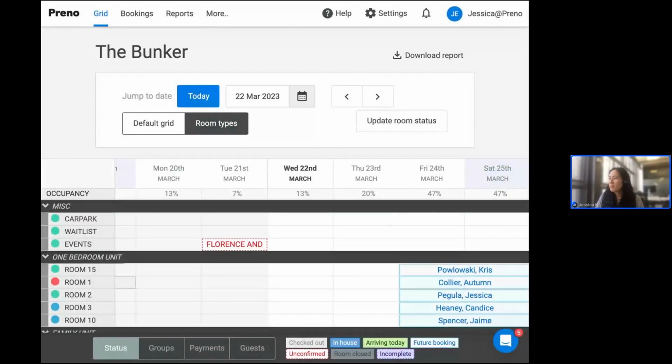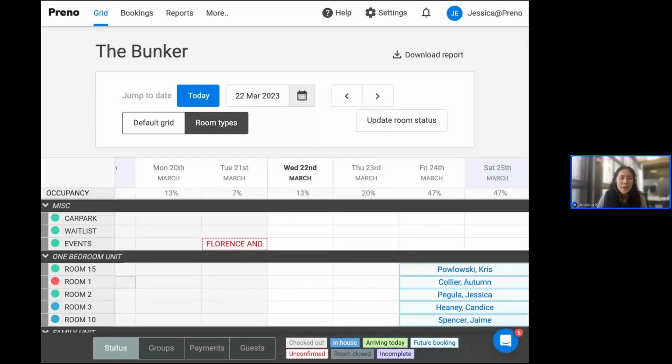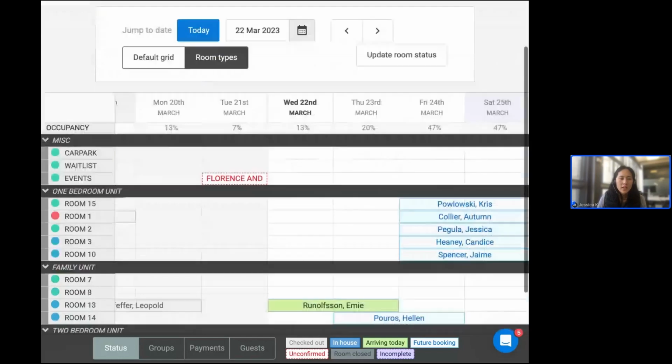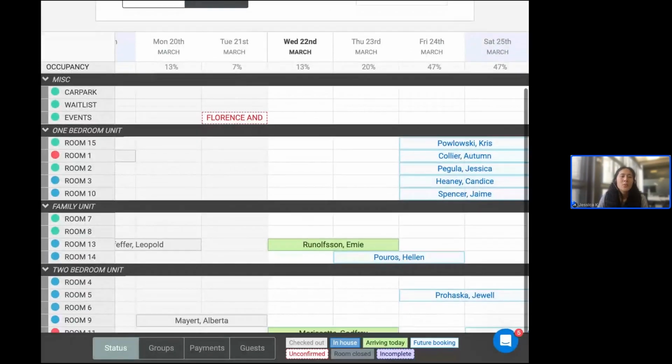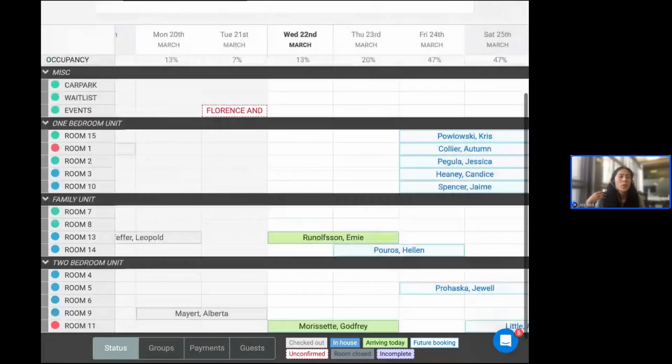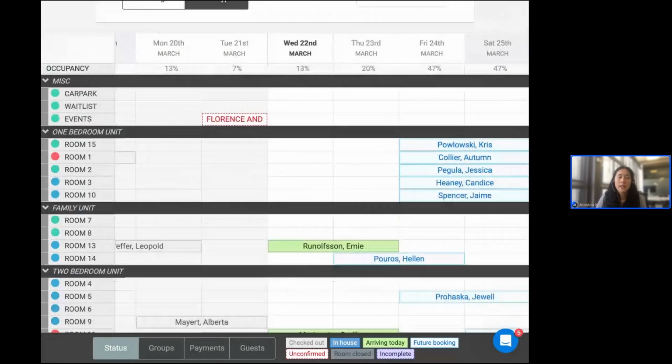Okay, so this is my demo account, right? So as you can see here, I've got my room types that I get bookings for. And this is what I was talking about. If your account has extra rows in place, you have the opportunity to have like a miscellaneous section. So I've got like car parks and wait lists and events. So for example, like yesterday in Auckland, Florence and the Machine were here. So I had that in place.